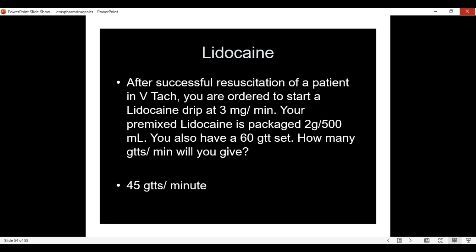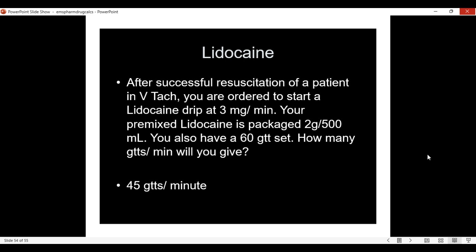Or you can do the formula as well, right? So you have 3 times 60 equals 180 divided by 4 equals 45, right? So our ordered dose times our drop set, which would be 60. Ordered dose is 3 milligrams times our drop set, which is 60, divided by our concentration, which would be 4 milligrams in 1 milliliter. So that would give us 45 drops a minute.